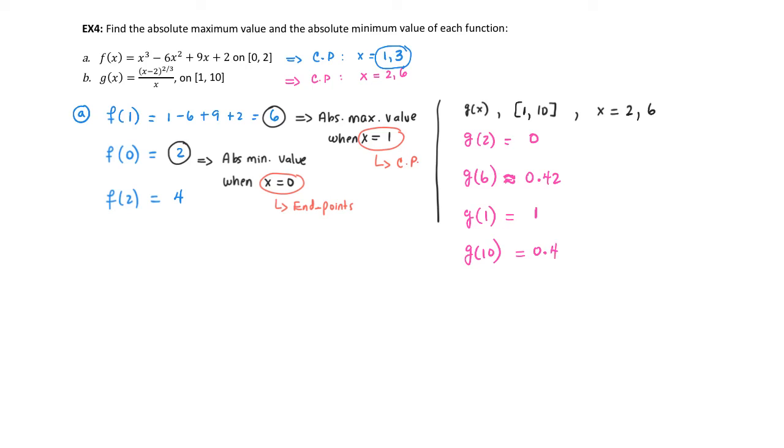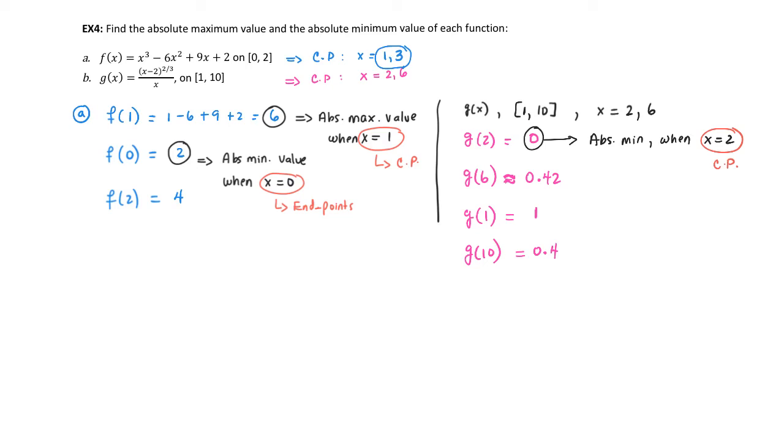So now we can see that 0 is the smallest y value. So this becomes the absolute minimum. And that happens precisely when x is equal to 2. And if you notice nicely, x equals 2 is precisely a critical point. So that's where we have one of the absolute extrema.